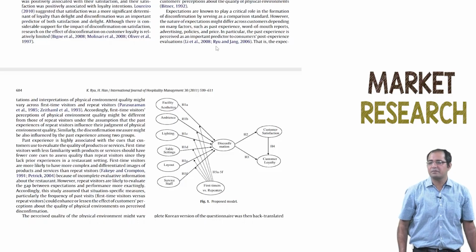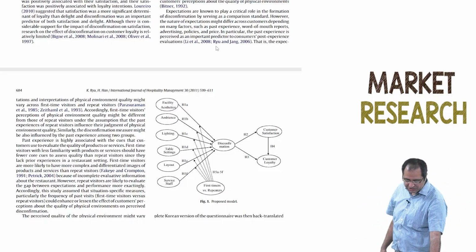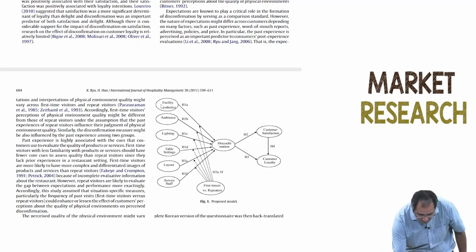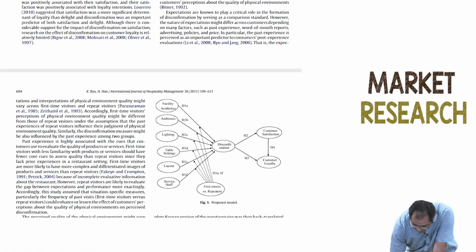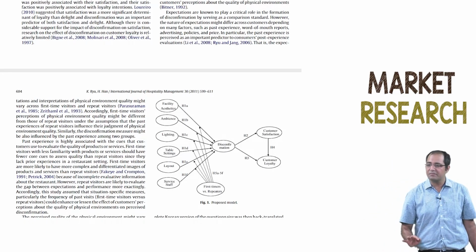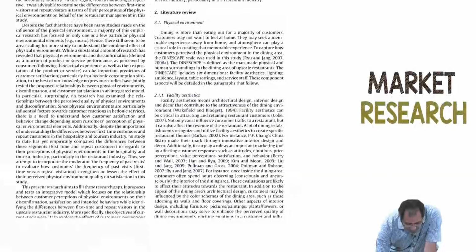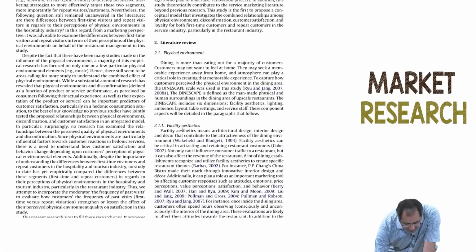See, in this paper, the first result itself, when you type in Google Scholar, you get these constituents: facility aesthetics, ambience, lighting, table settings, layout, service staff. So you got these. If you look at their definition, it is itself given. What is facility aesthetics? Facility aesthetics means architectural design, interior design, and decor.